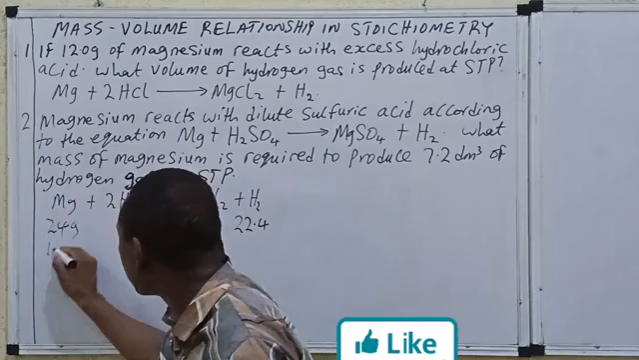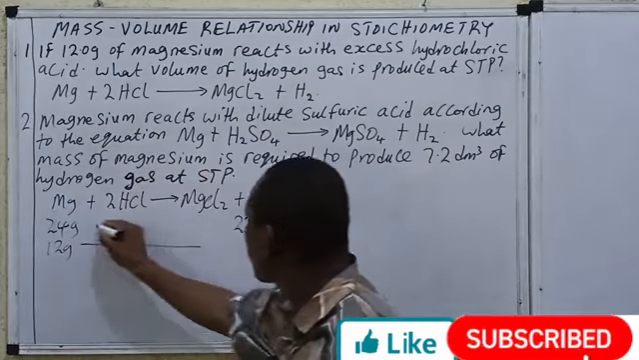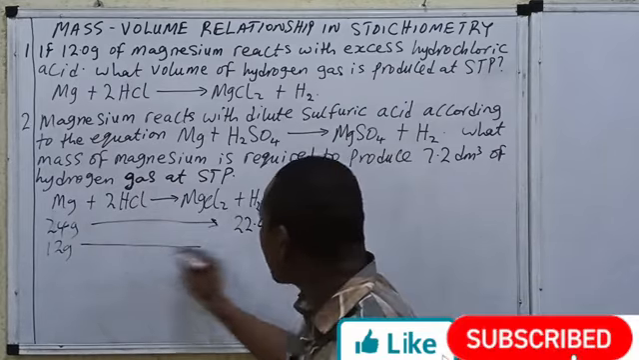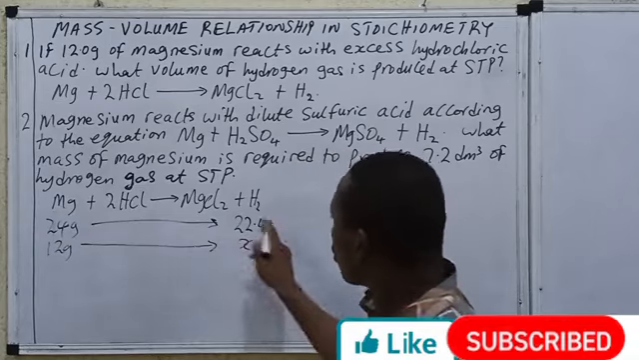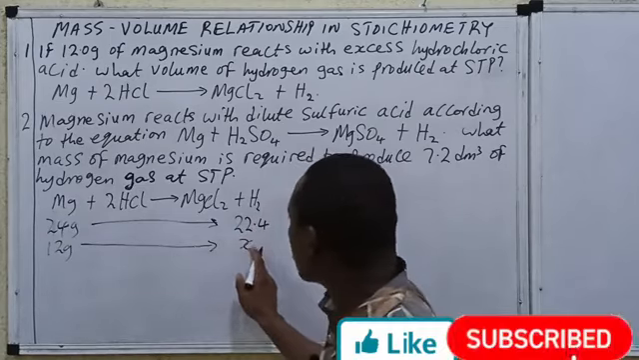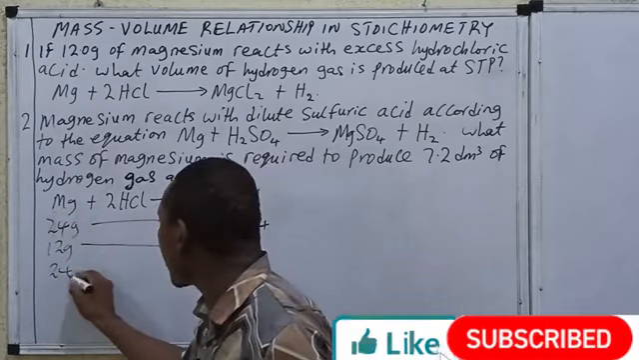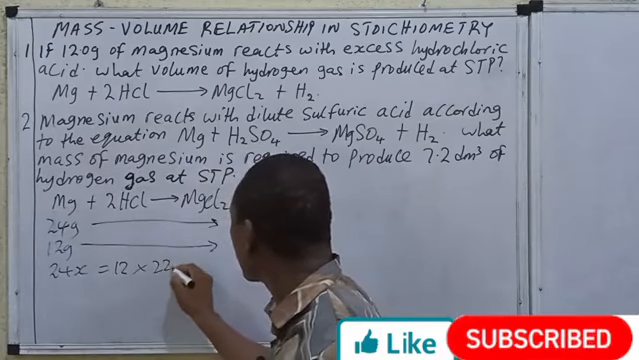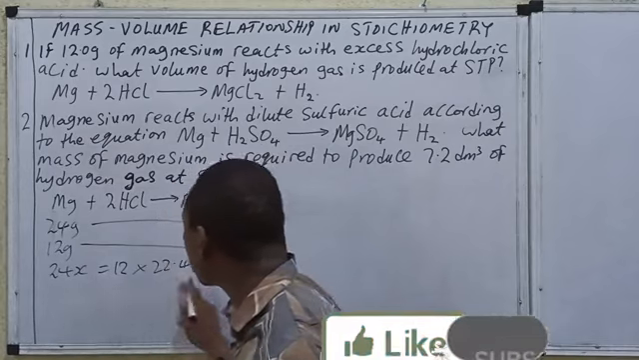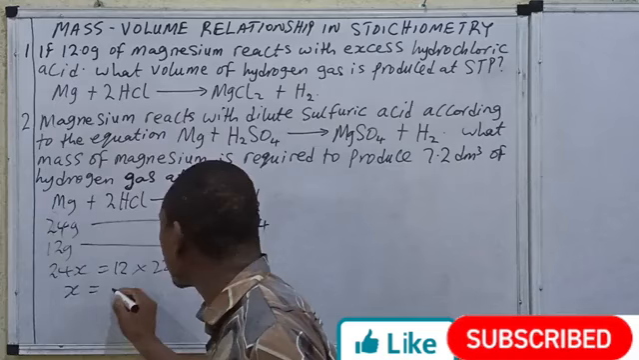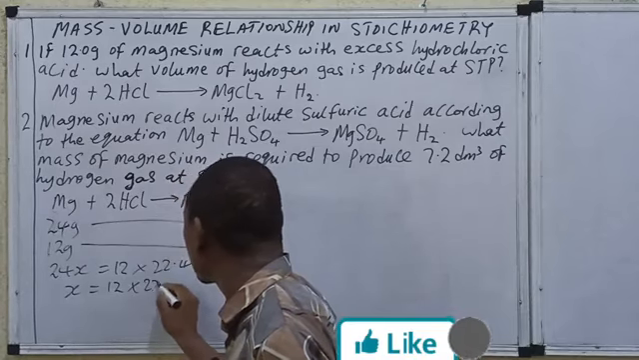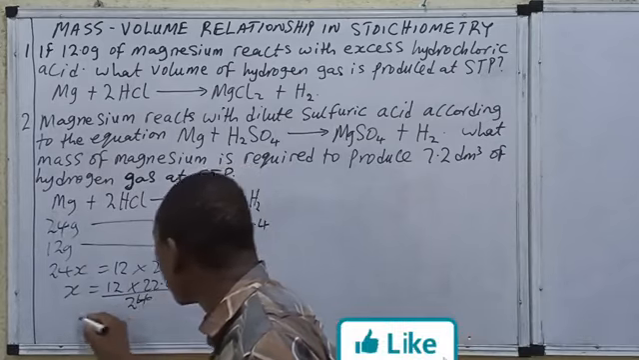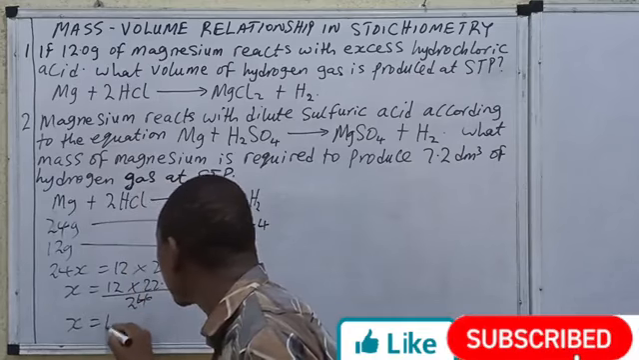So 12 gram gives what? 24 gram gives 22.4 dm³. 12 gram gives X. Just cross multiply. If you use X to multiply 24, you have 24X is equal to 12 times 22.4. If you divide both sides by 24, you now have X is equal to 12 times 22.4 all over 24.